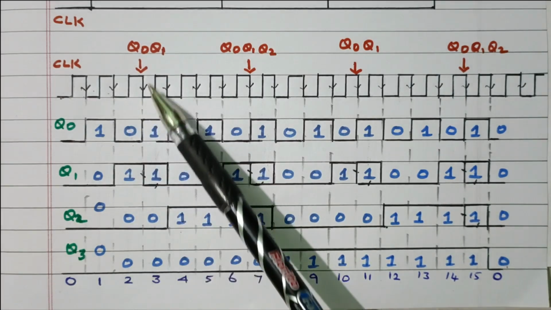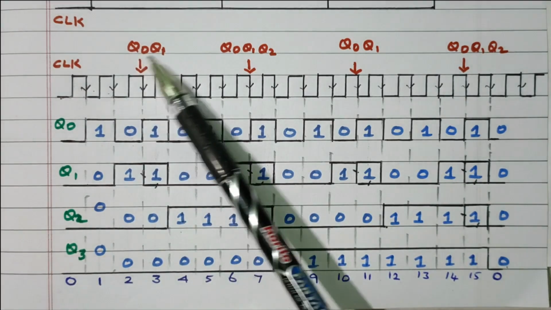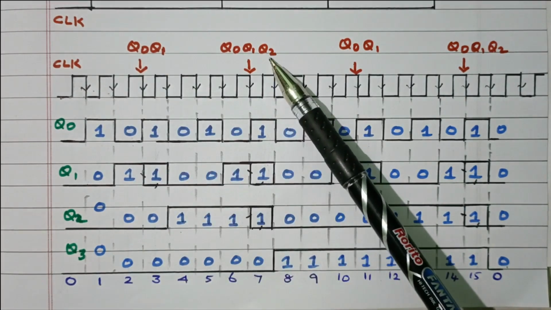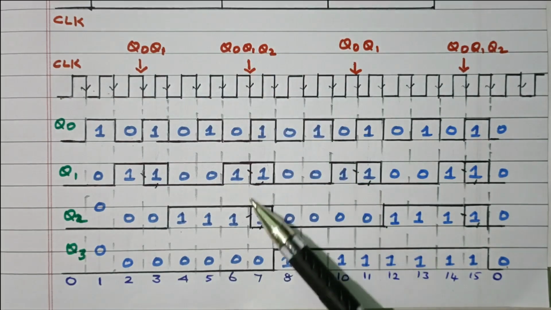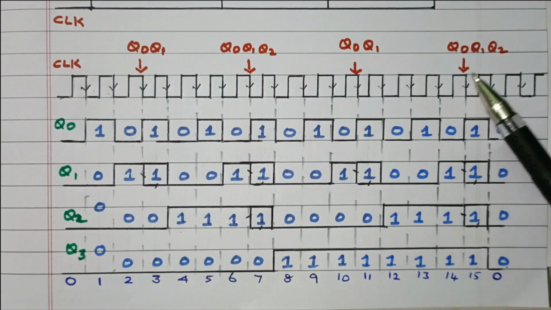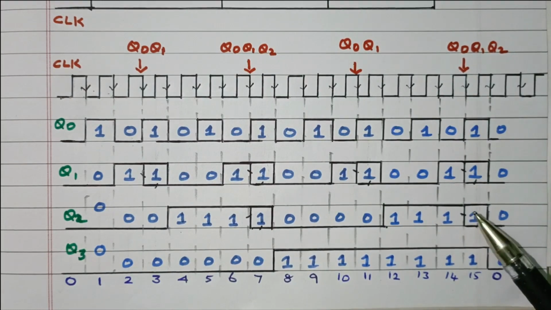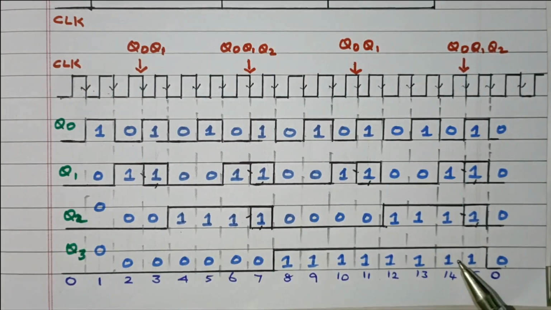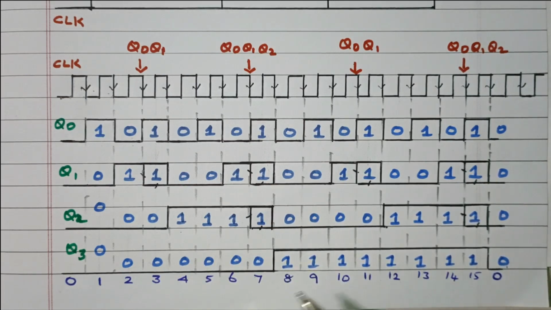At this point, both Q0 and Q1 are 1. At this point, Q2, Q1, Q0, all three are 1. At this point, Q1 and Q0 are 1. At this point, all three are 1. Right? So based on that, we have received the 16 combinations of a 4-bit up counter.